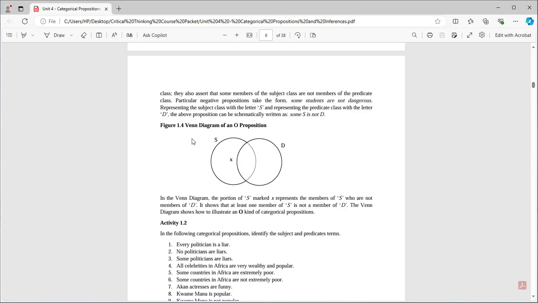So we are saying that some members of S are not members of D. That's why we cut it off. But if we say some members of S are members of D, are not members of D, it means that some members of S are members of D, some are not. So we don't shade the intersected area. We only put an X where they are not members.